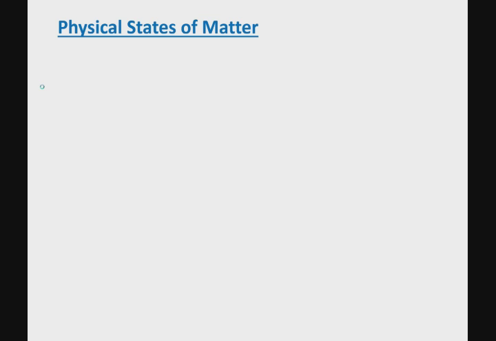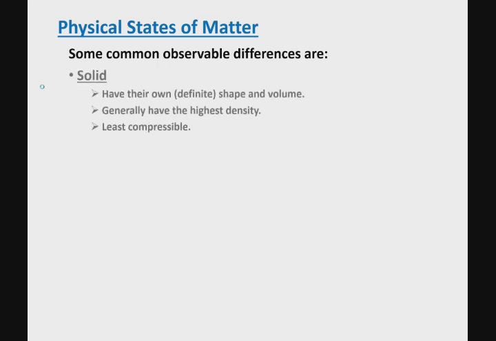Now, if I were to ask you to take a minute, pause the recording, and list down some of the differences that you can observe between solid, liquid, and gas, please go ahead and do that for a minute. Solids are characterized by having their own shape and their own volume no matter where you place them. Unless you change the temperature or pressure, a solid object would have its own volume and its own shape.